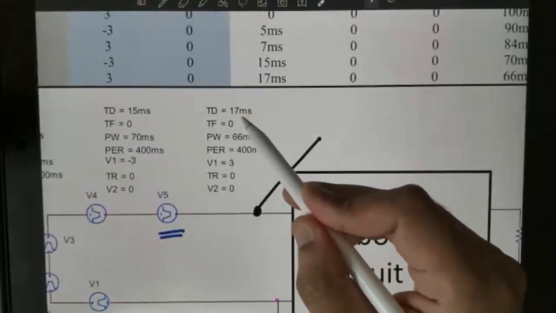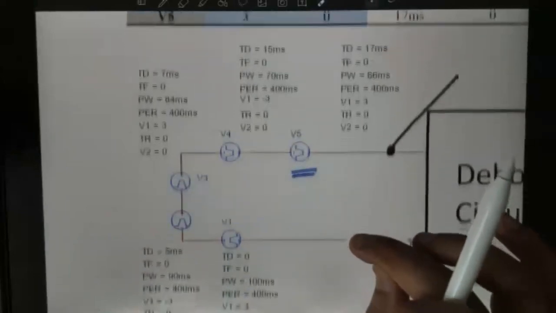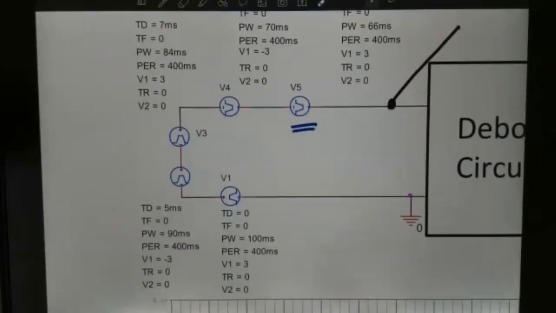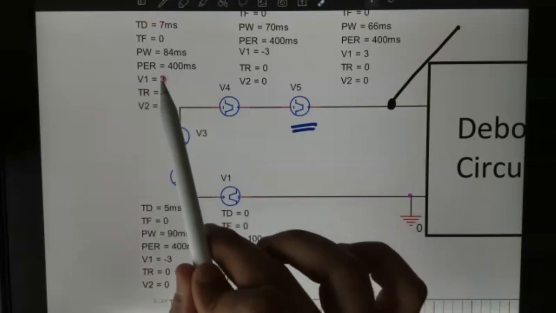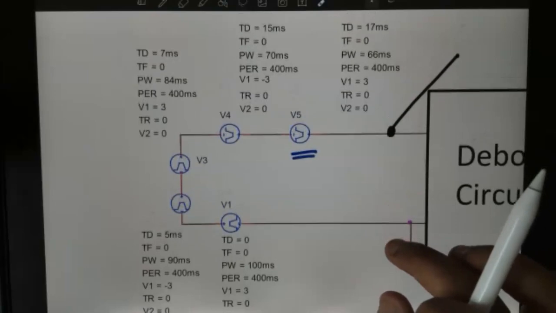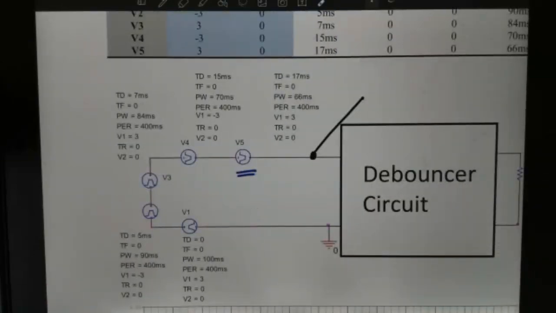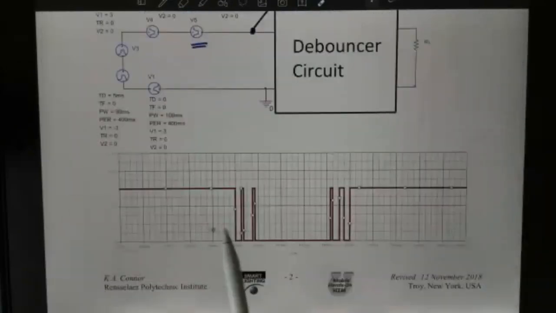All the times are in milliseconds, and all the voltages and rise times are integers. When you enter this, please double check all the numbers for all the five different sources, because a lot of students get one thing wrong and it throws off the adjustment. Those voltage sources have been selectively set to on and off for certain durations of time so that we achieve this sort of an output.